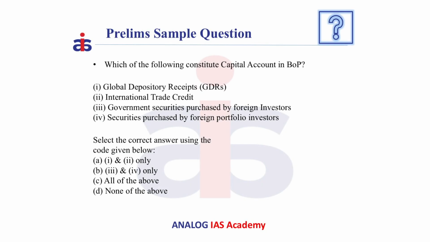Now let us see a question based on this. Which of the following constitute capital account in balance of payments? Options are 1. Global depository receipts, 2. International trade credit, 3. Government securities purchased by foreign investors, 4. Securities purchased by FPIs.